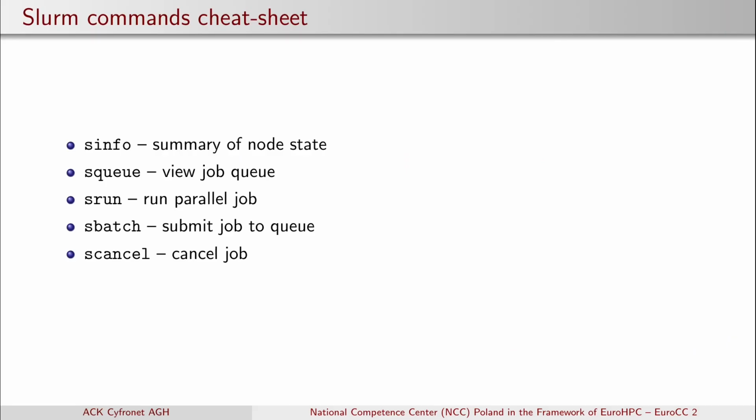sinfo will print a summary of the current state of the nodes. sq will of course print the queue. srun can be used to synchronously execute your jobs, and sbatch can be used to asynchronously submit your jobs for later execution. Finally, scancel can of course be used to cancel either currently executing or pending jobs.